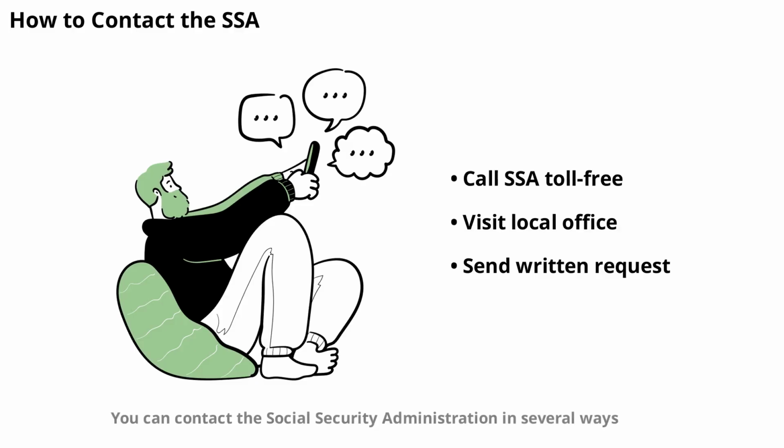You can contact the Social Security Administration in several ways. You may call their toll-free number, visit your local SSA office, or send a written request by mail. For most people, starting with a phone call or an online inquiry is the fastest way to get help. Make sure you have your Social Security number and all relevant documents handy when you reach out.